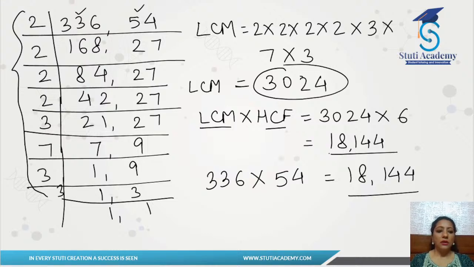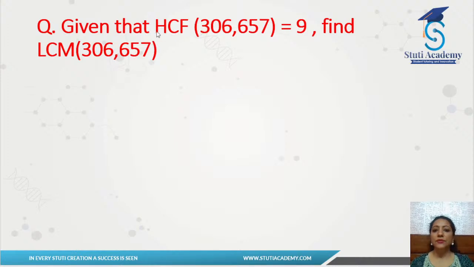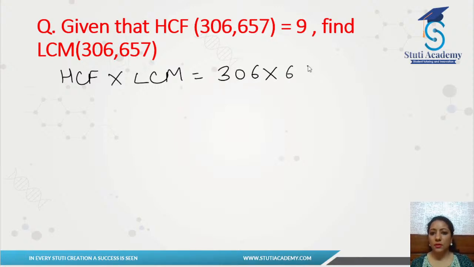Now coming to the next question, which is based on the same concept. Given that the HCF of 306 and 657 is 9, we have to find the LCM. So children, we know that the HCF of two numbers and the LCM of two numbers, if we multiply them, it is the same as the product of the given numbers. So here in this case, HCF we know is 9. I'm going to replace this by 9. And LCM I need to solve for. So I'm just writing LCM here.